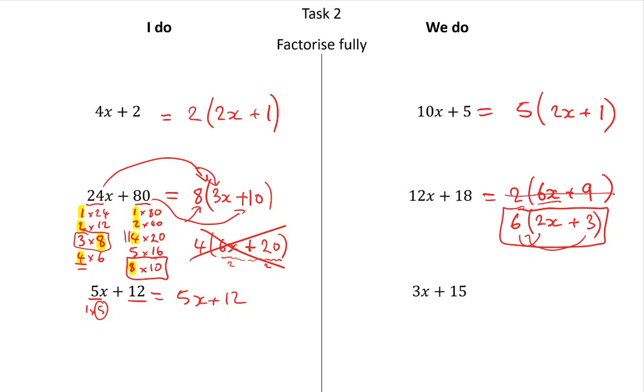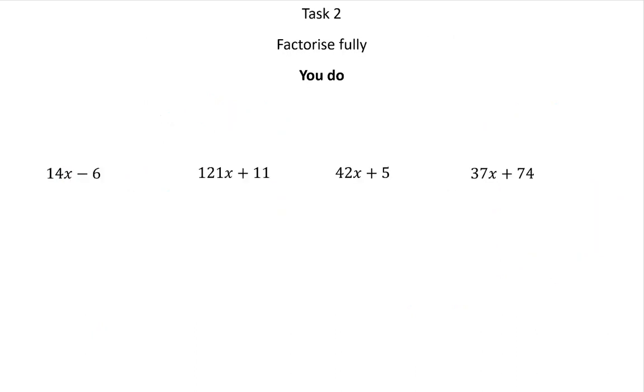Here we have the highest common factor in 3 and 15 is 3. 3 times x makes 3x, and 3 times 5 gives me 15. So they are my answers. Hope you got the same. These are the questions for you to do.